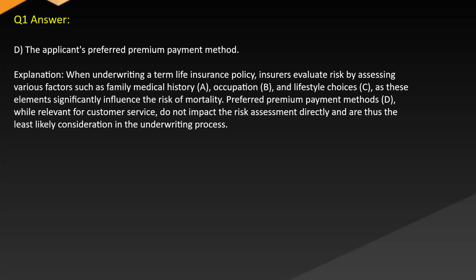Answer: D. The applicant's preferred premium payment method. Explanation: when underwriting a term life insurance policy, insurers evaluate risk by assessing various factors such as family medical history (A), occupation (B), and lifestyle choices (C), as these elements significantly influence the risk of mortality. Preferred premium payment methods (D), while relevant for customer service, do not impact the risk assessment directly and are thus the least likely consideration in the underwriting process.